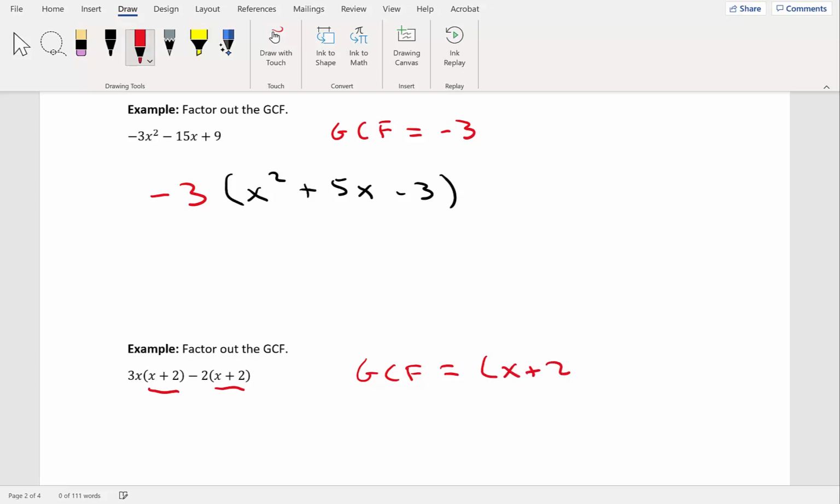So what we're going to do is factor out an x plus 2. Okay. So I'm going to factor out the x plus 2. Now if I factor out x plus 2 from that first term right over here, I'm left with the 3x. If I factor it out from the second term, I'm left with the minus 2.